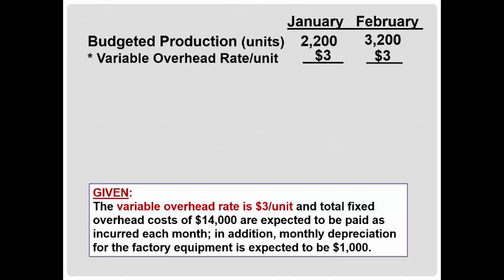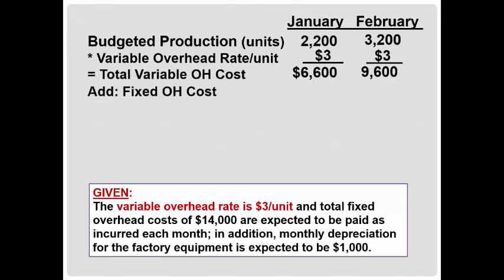Now notice that in other problems your variable overhead rate might be per direct labor hour, and in that case you'll multiply by direct labor hours. Or it might be direct labor dollars. In that case you'll take your rate times direct labor dollars. You do have to be careful of how the company expects to incur variable overhead cost. Our total variable overhead cost in January will be $6,600 and in February $9,600.